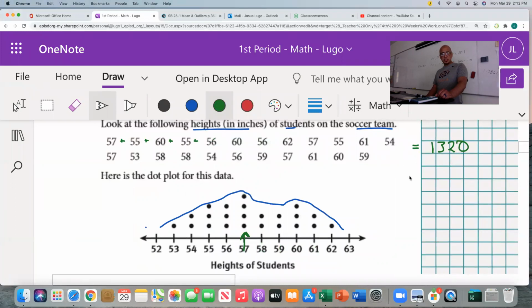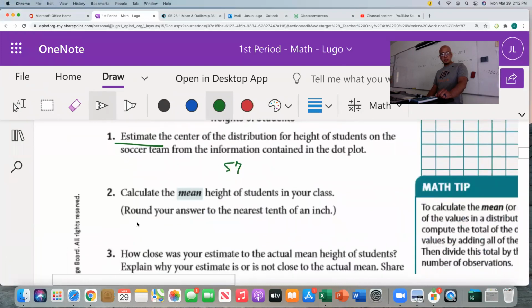Step number 2, we're going to take those values, 1,320, and I'm going to divide that by 23. And we only need 2 decimal places because we need to round to the nearest 1/10 of an inch. So if I go ahead and do this with a calculator, feel free to do this with a calculator because it's a longer process.